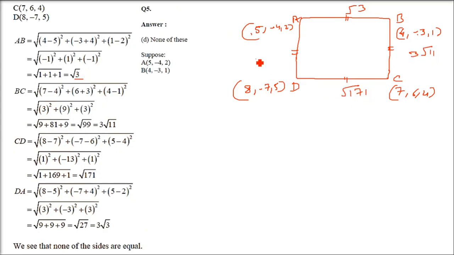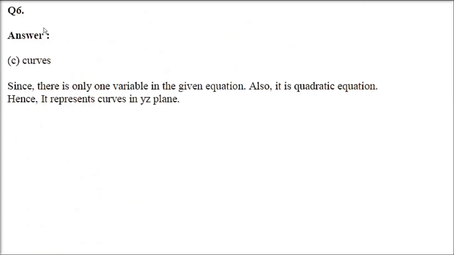CD will be under root 171. And then we have this final one, 3 root 3. So if you see here, all the distances are non-equal. So none of the sides are equal. So the answer will be D, none of these. It's neither a rectangle nor a square, not even a parallelogram.